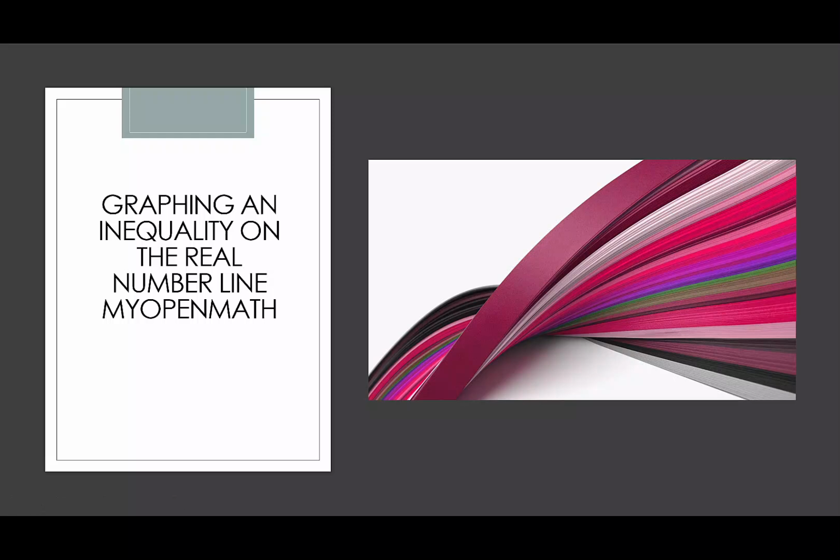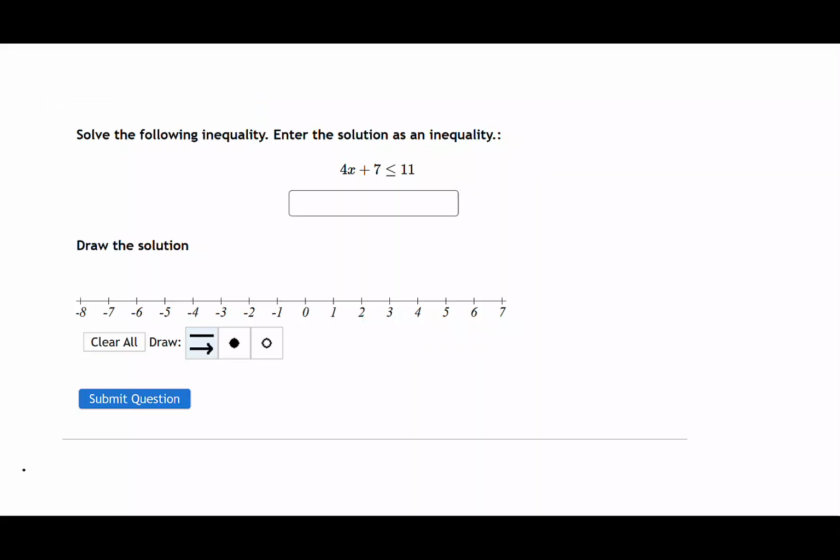Let's look at how to graph an inequality on the real number line in MyOpenMath and how to use the inequality tool to put in the solution. Our problem says 4x + 7 is less than or equal to 11. The first thing we want to do is solve our inequality.